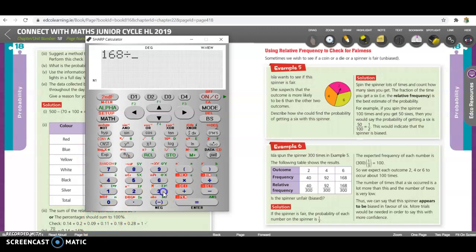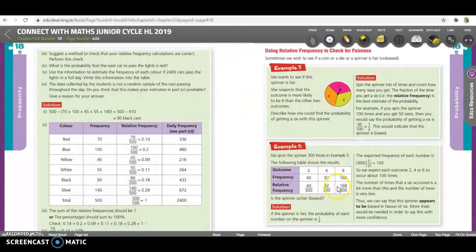168 divided by 300, 0.56. So I expect it to be a 6 a third of the time. It's a 6 over half the time, and approaching 60% of the time. It's a 6 rather than the 1/3 I expect. So yeah, if I was suspicious it's biased, that wouldn't change my mind.